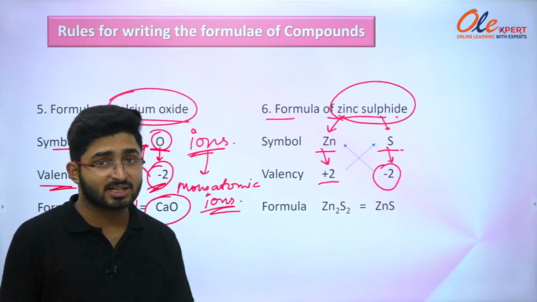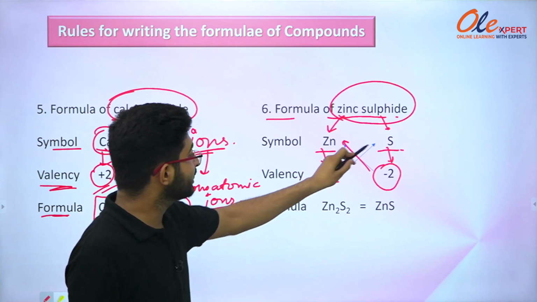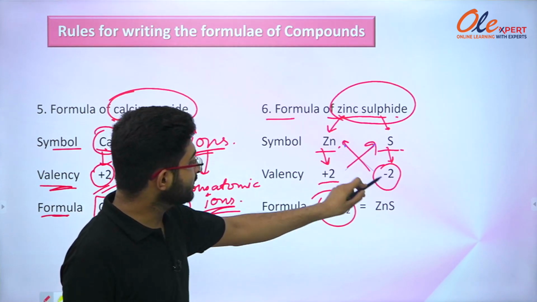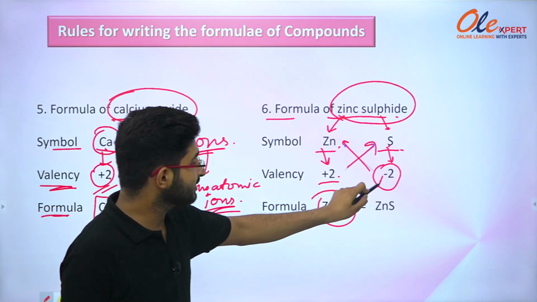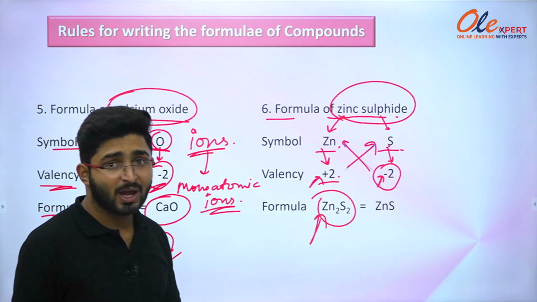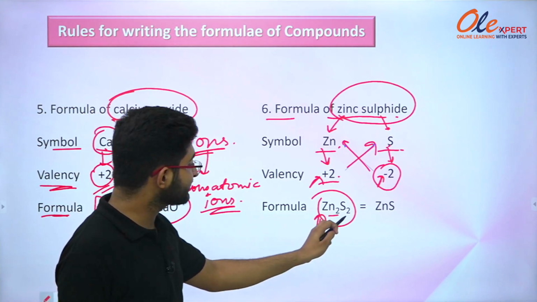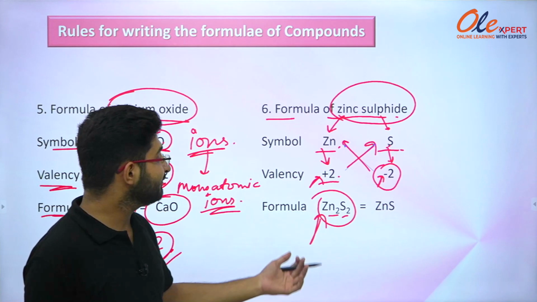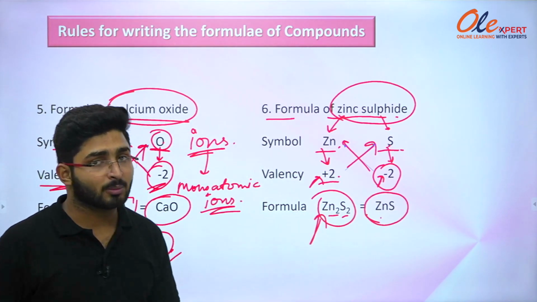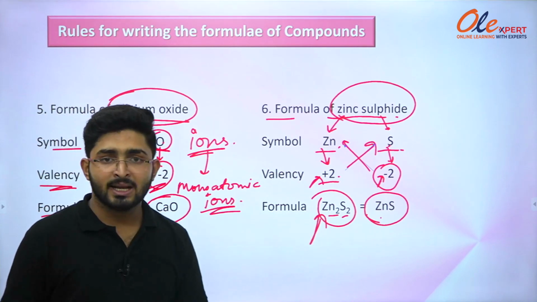After mentioning the charges, we will interchange them with the particular ions, and then the formula becomes Zn2S2. We will not consider the sign, we know very well. So we will write the formula as Zn2S2, and you can see the common factor here is 2. So we will divide by 2 and we will get the formula as ZnS. So the final formula for zinc sulfide is ZnS.